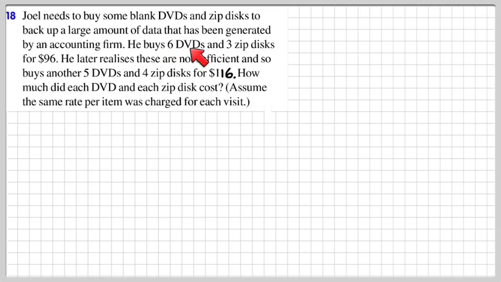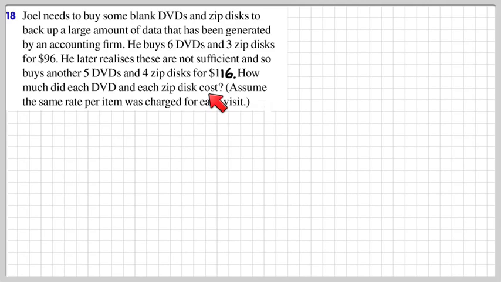So he buys 6 DVDs and 3 zip disks, and it costs him $96. He later realises he hasn't got enough of them, so he goes and buys another 5 DVDs and 4 zip disks, and that cost him $116. Goodness gracious. So, we've got it now. How much did each DVD and each zip disk cost?